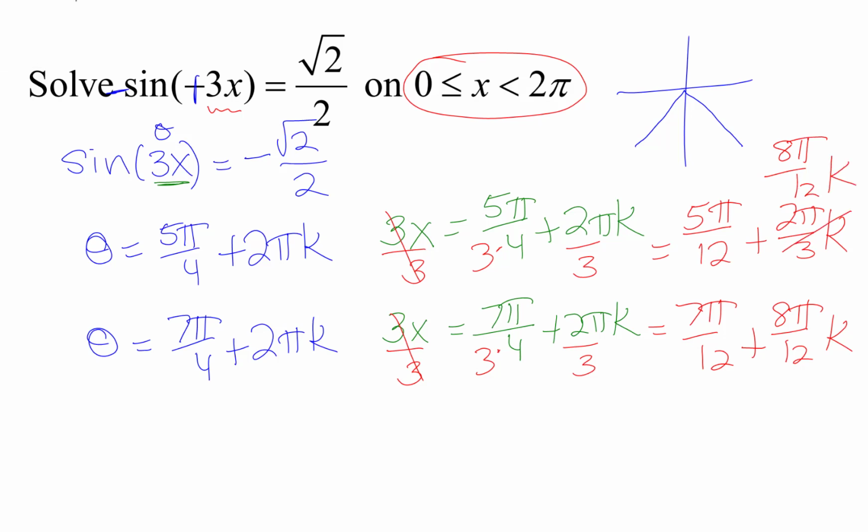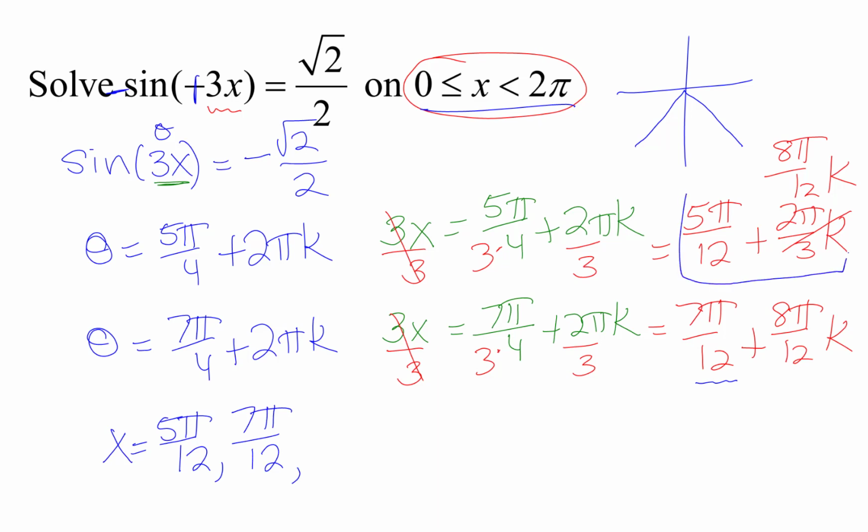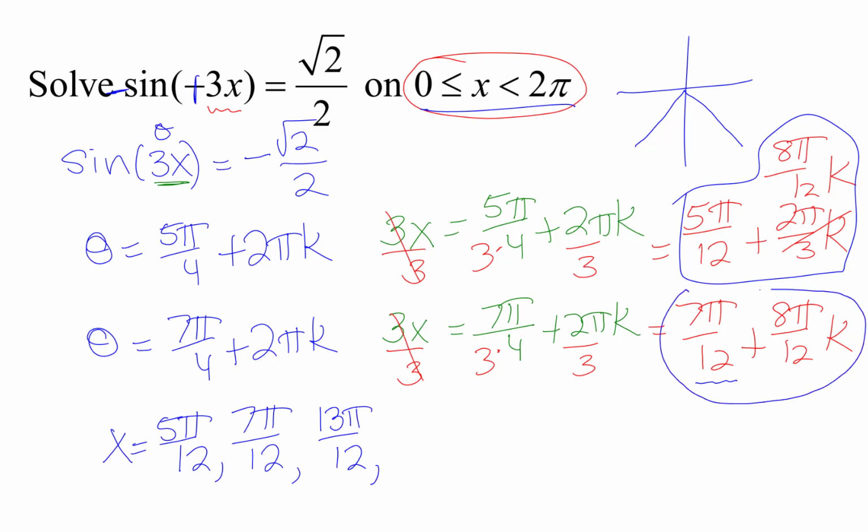Alright, we're ready to write our solutions now, and between 0 and 2 pi there's going to be 6 of those. The first of them will come from this first answer when the k is 0. So the first one is going to be 5 pi twelfths. The second one would come from this one, 7 pi twelfths. That was when the k was 0 on that. Now back to this first solution. We're going to look at it when the k is 1. So we're going to take the 5 pi twelfths and add 8 pi twelfths. So that's going to be 13 pi twelfths. And then down to the second one, we're going to add the 7 pi twelfths and 8 pi twelfths. So that's 15 pi twelfths.